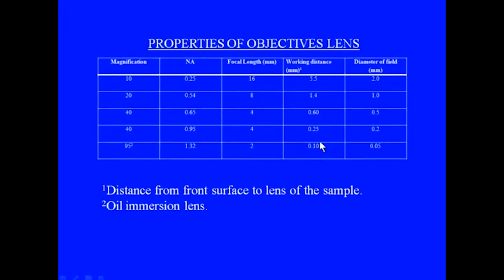The working distance, as I said, is the distance between the front lens and the specimen, and this will decrease as you increase the magnification and the numerical aperture. Diameter of field, that is the area which you can view, will also decrease, because the farther you are from the specimen, the more area can be seen. As you go closer to the specimen, less area you can see. We will discuss what diameter of field is later on.